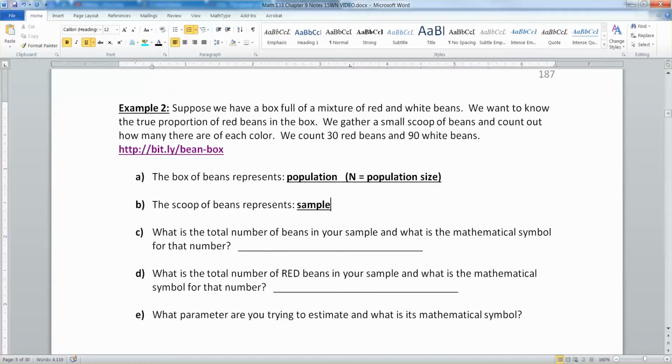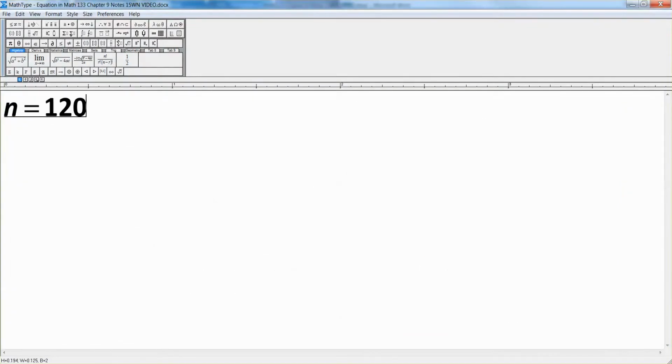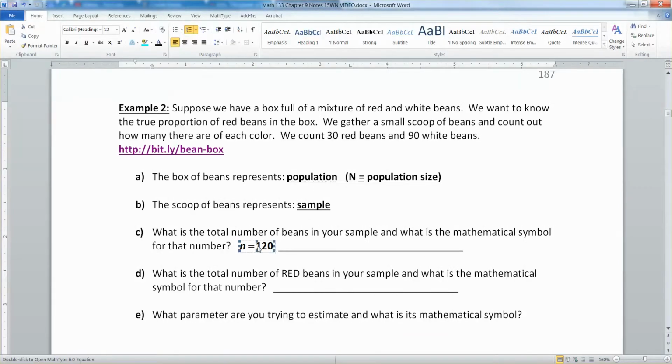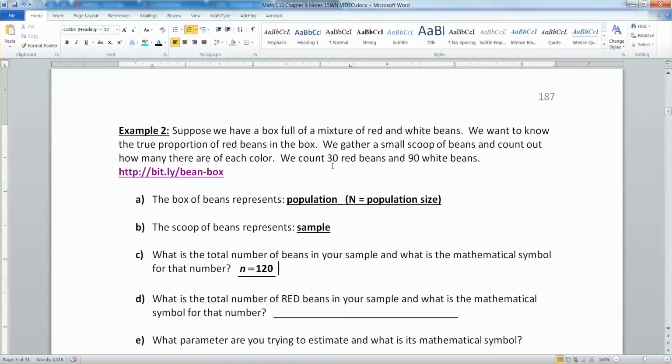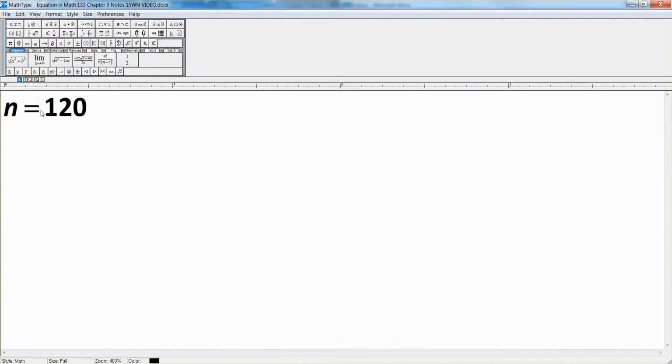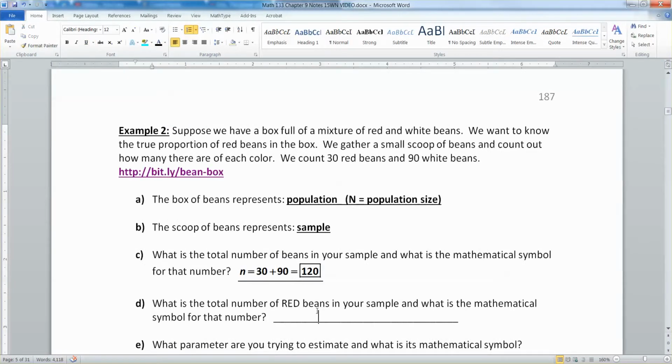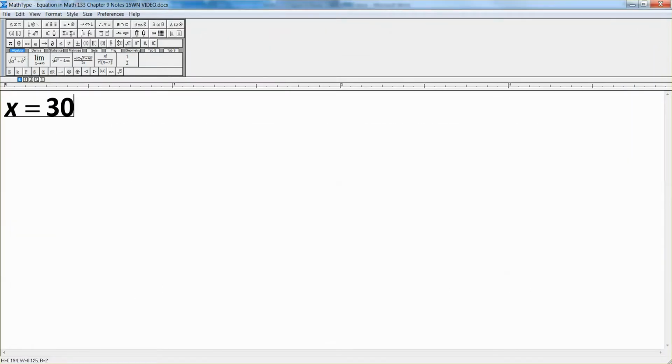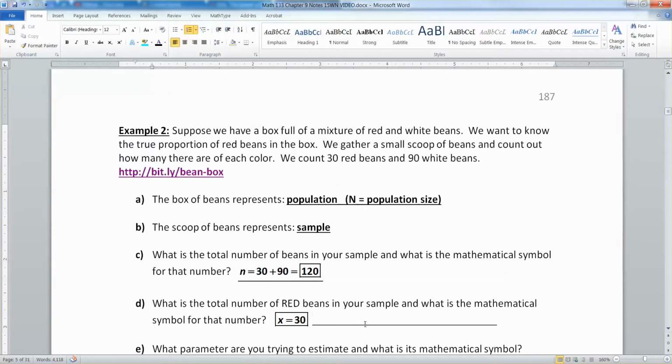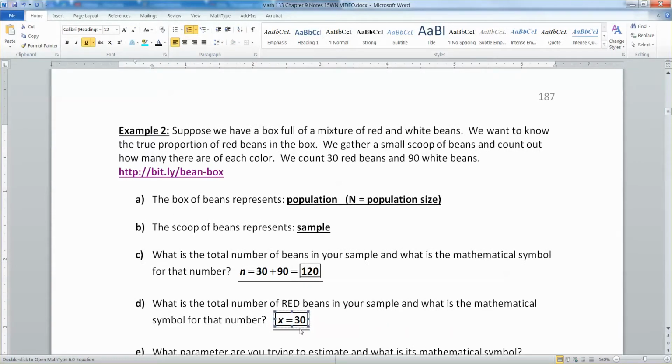Okay. So what was our sample size? The total number of beans in our sample. And then what is its mathematical symbol? Well, that was n, which was 120, right? So we had 120 beans in our box, or excuse me, in our scoop. And I get that by taking 30 plus 90, which makes 120 total. The total number of red beans was x, which was 30. So that's all we're interested in there, is 30. And its mathematical symbol is x.